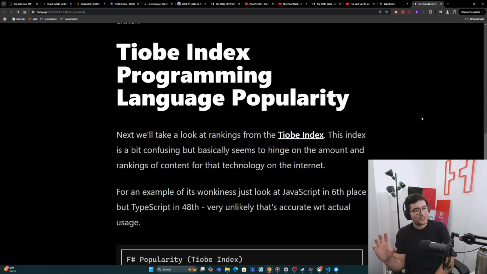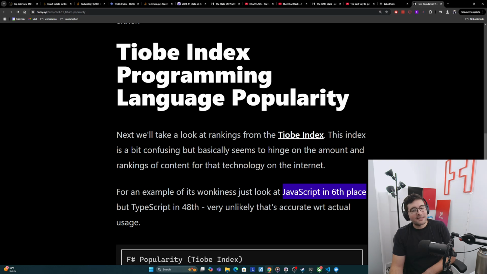And so again, this is directionally kind of similar. So we can probably trust the direction, but there are some notable oddities about this thing so that you probably wouldn't want to trust it by itself. An example of this wonkiness is that if you look at JavaScript, it's in sixth place. This makes sense. JavaScript is used everywhere. Maybe it should be higher than this, honestly.